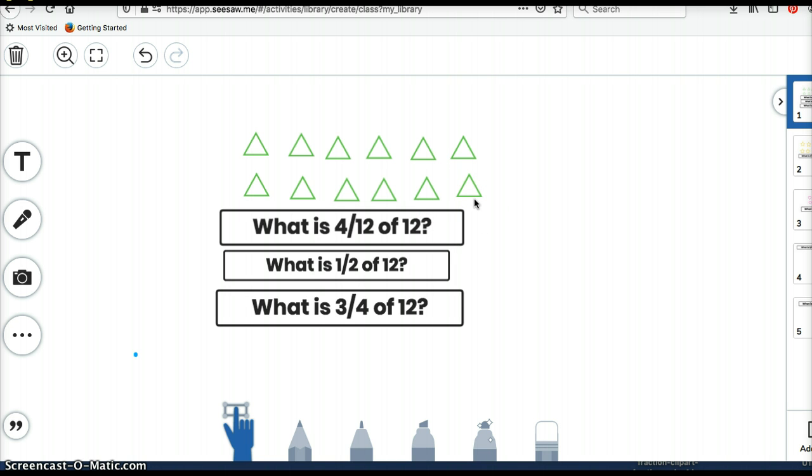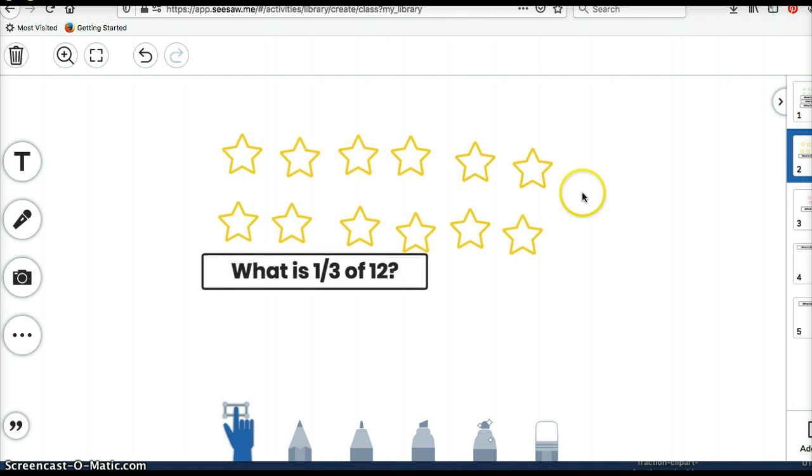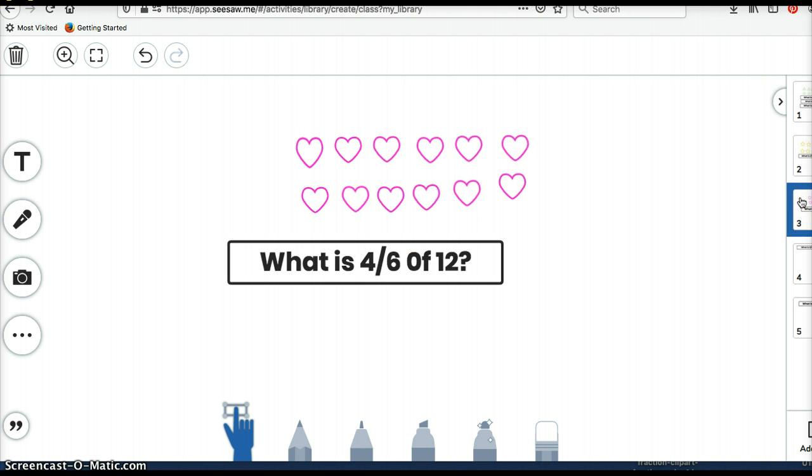We could have 12 triangles. We could also have 12 stars. We can also have 12 hearts. We could also have 12 dogs, 12 scholars, or 12 adults. 12 is a whole.